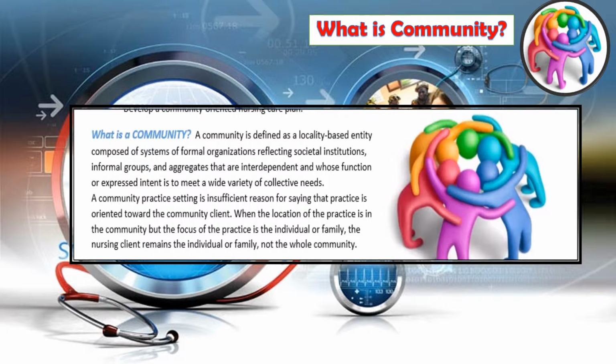So what is a community? We have discussed what a community is in previous lessons, but a community is defined as a locally based entity composed of systems of formal organizations reflecting society institutions, informal groups, and aggregates that are interdependent and whose function or expressed intent is to meet a wide variety of collective needs.